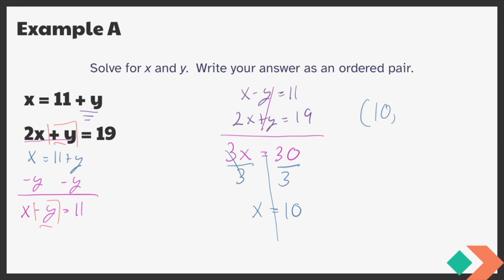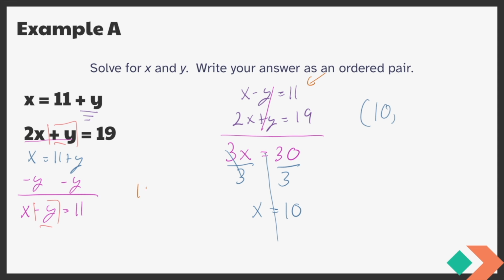So now I've got 10, that's one of the numbers in my ordered pair, but now I need to find y. In order to do that, I can plug that into whichever equation I would like to. Again, you can pick the one that's probably going to be less work, but you cannot plug it into the new equation we made. So we cannot plug it into this x minus y equals 11. Can't do that, but we can pick either one of our original equations. So I'm going to go ahead and plug it into the top one.